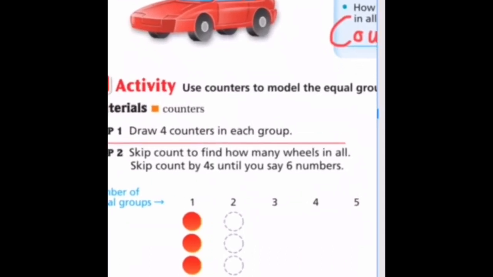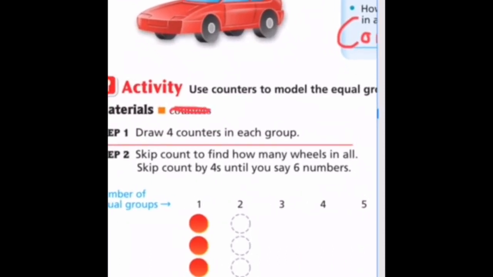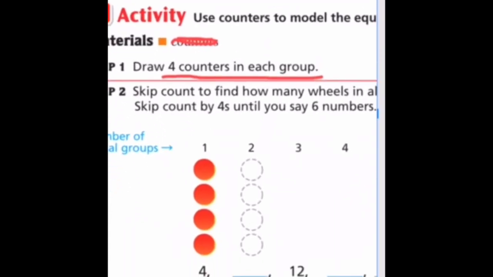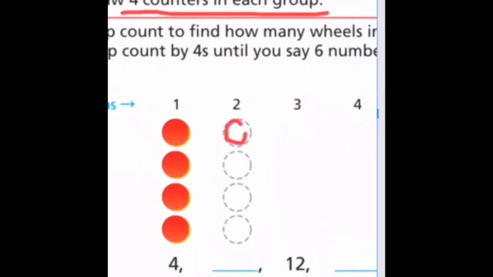The activity does say to use counters. We're not going to use those counters. We'll just draw circles like they've done for us. So it says put 4 counters in each group, because there are 4 tires on each car. So car number 1, they did the first 4 for us. Car number 2, 4 tires on each car. So that we had 4.